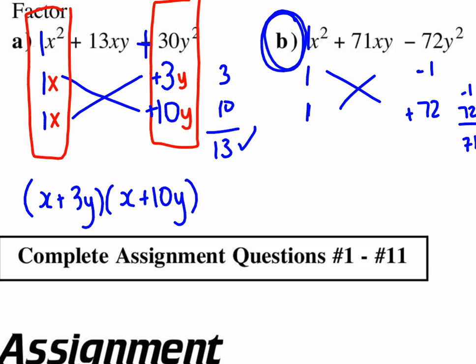Okay, just throw in your variables. So the 1 and 1 should have an x and an x. And the 1 and 72 should have a y. So our answer is (x minus y)(x plus 72y).